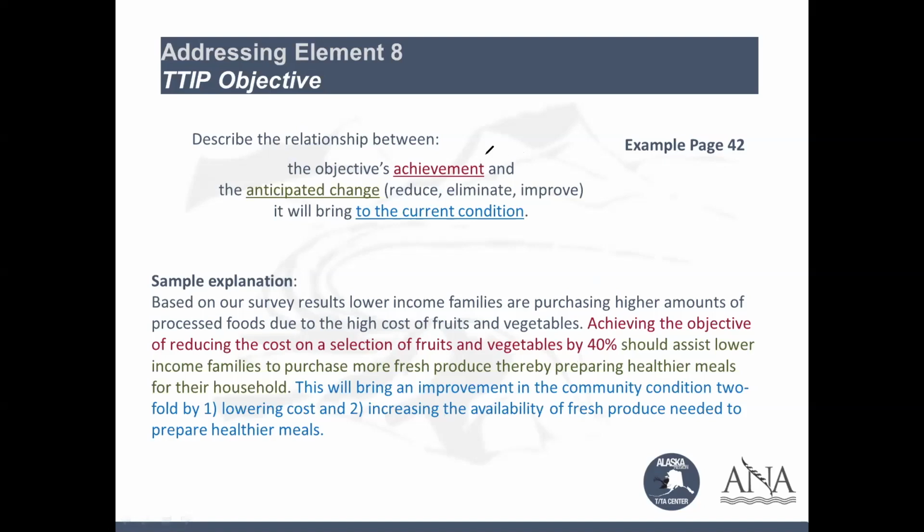So achieving the objective of reducing the cost of fruits and vegetables by 40% should assist lower income families to produce more produce, thereby preparing healthier meals. Our anticipated change.